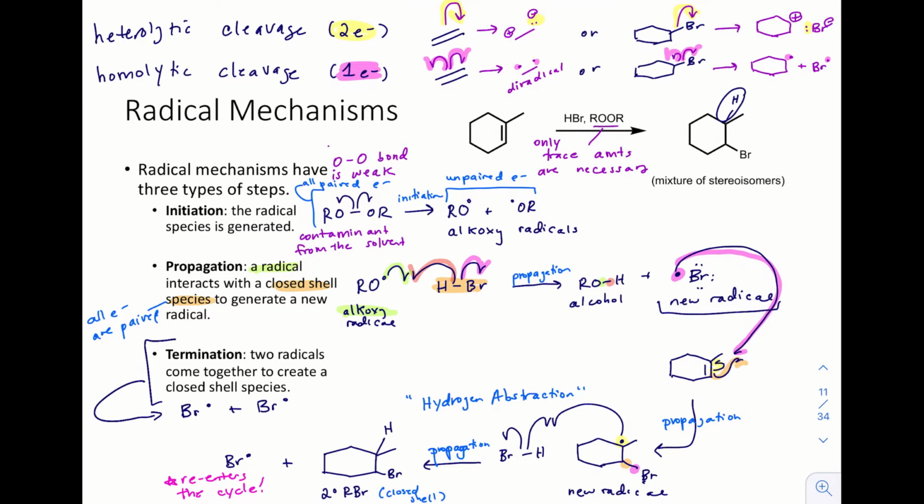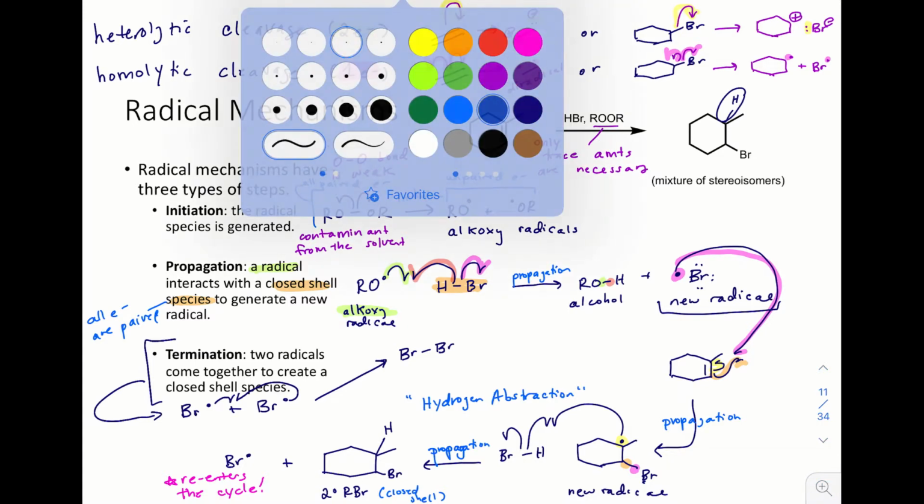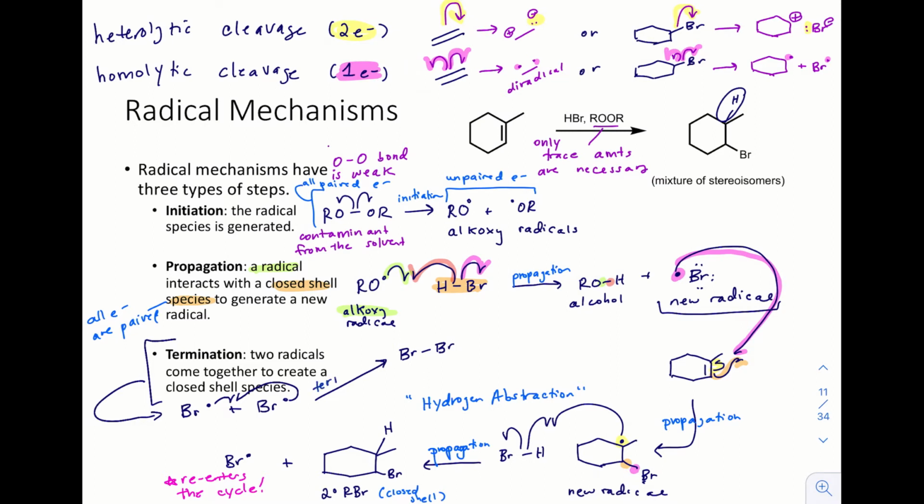Okay, but termination, 2 radicals come together, those unpaired electrons come together and generate a closed shell species, one without unpaired electrons. There we go. That is an example of a termination reaction. 2 radicals, the bromine radicals, coming together to form a closed shell species. This is not a radical.